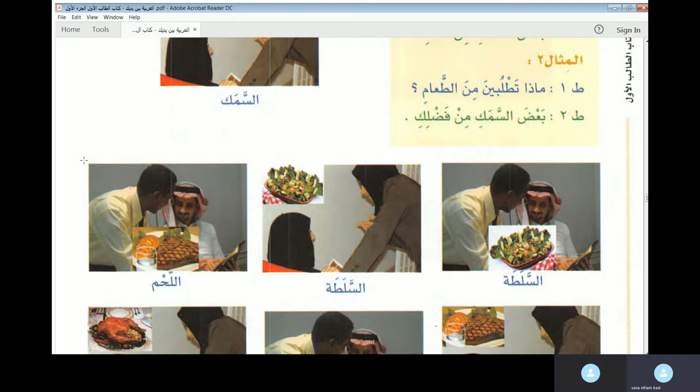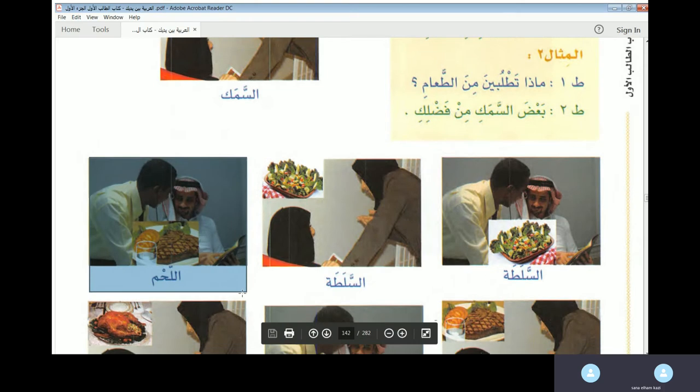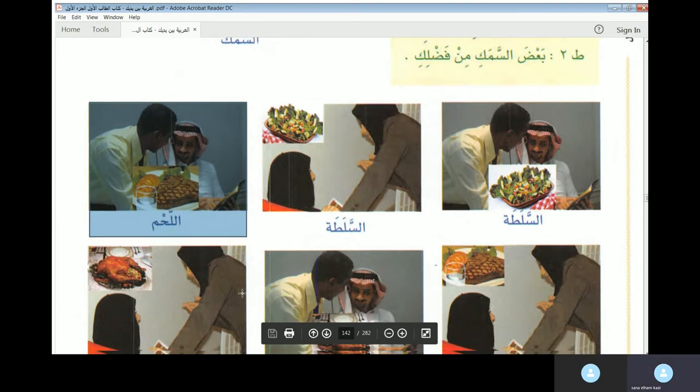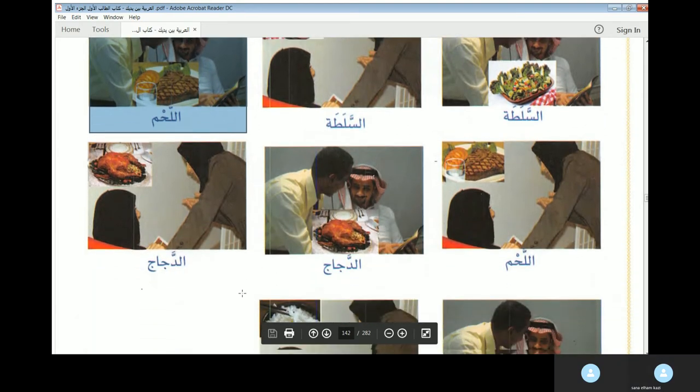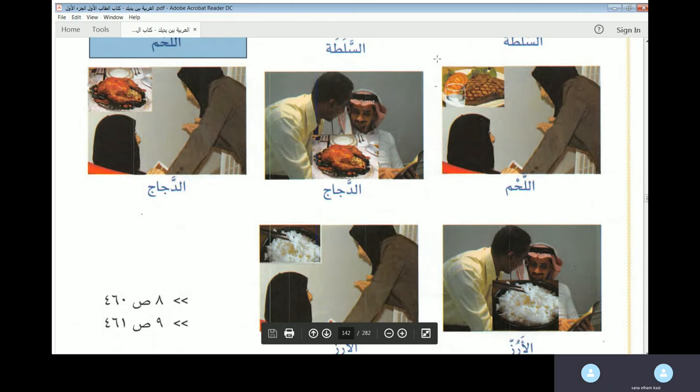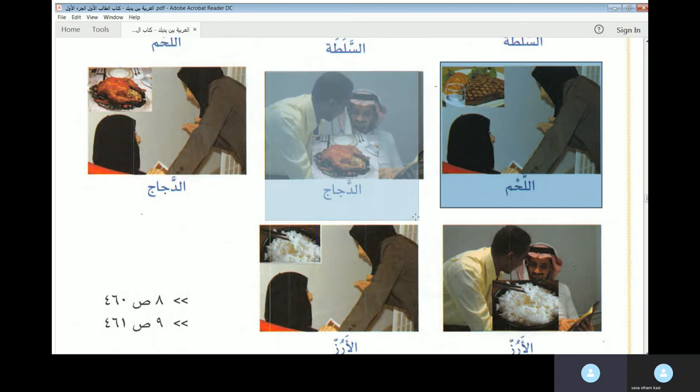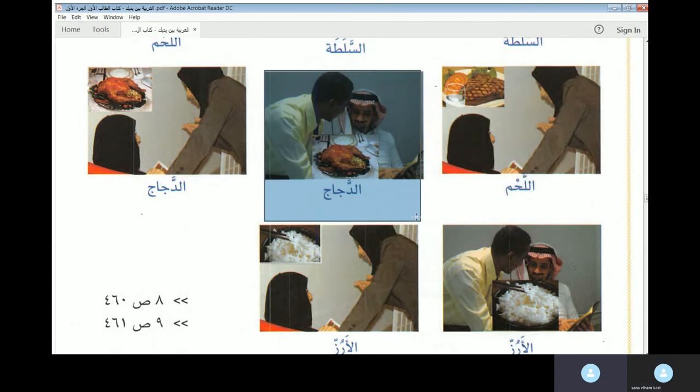Madha tatlubu minat-ta'am? What do you want to order from the food? Ba'dal-lahmi min fadlik. Some meat, please. Madha tatlubina minat-ta'am? What do you order from the food? Ba'dal-lahmi min fadlik. Some meat, please. No, this is not female, this is male.